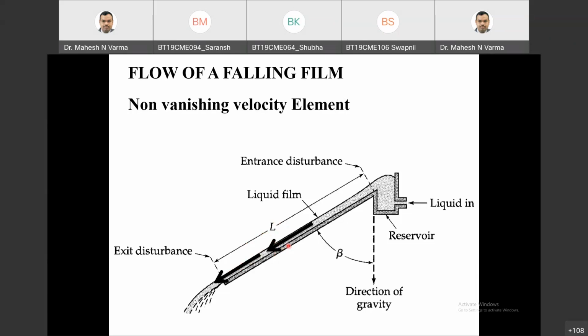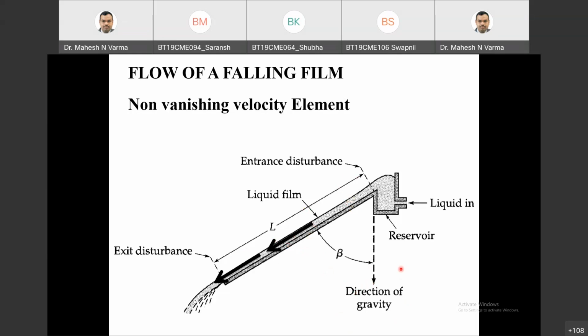Fluid is not moving perpendicular to the screen, that is the W direction. This is the length direction, and fluid will not move perpendicular to this plate also. In this direction also fluid is not moving. There is only one velocity element, which is parallel to the length of the plate in the beta direction, at a beta angle with gravity. This flow direction is under the influence of gravity.